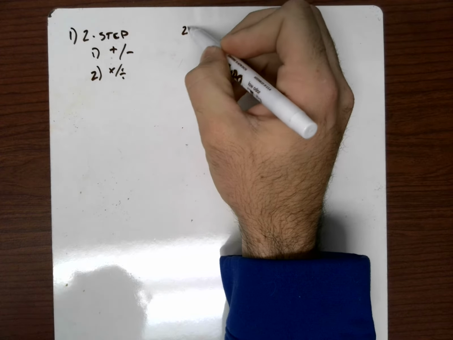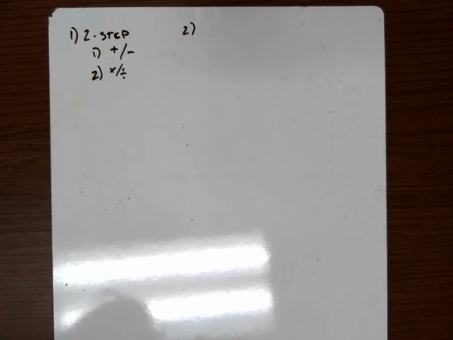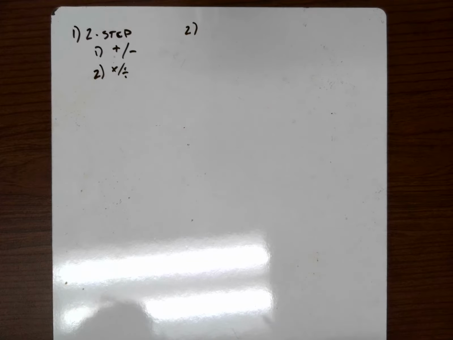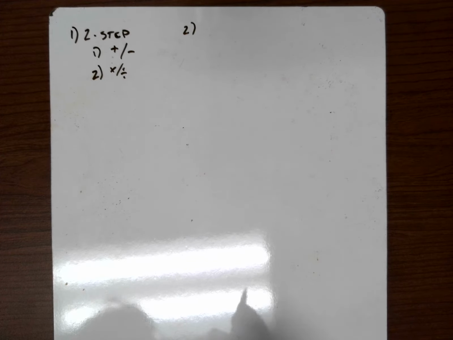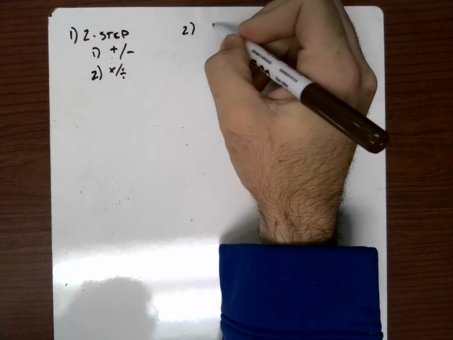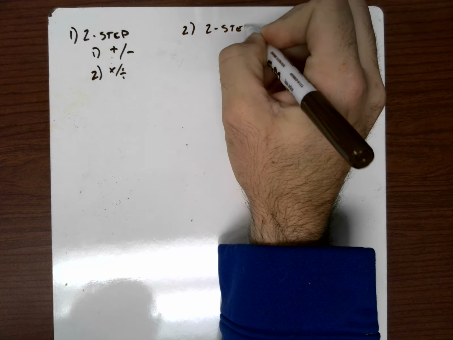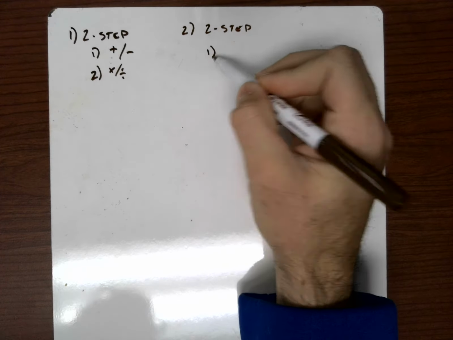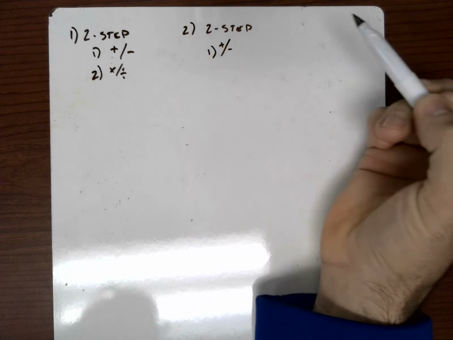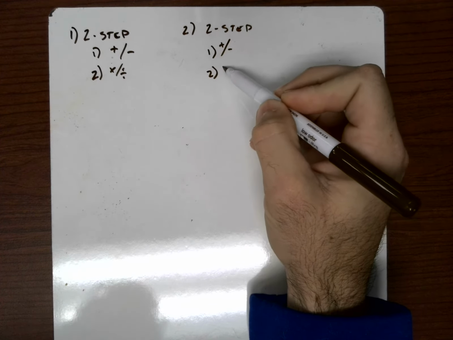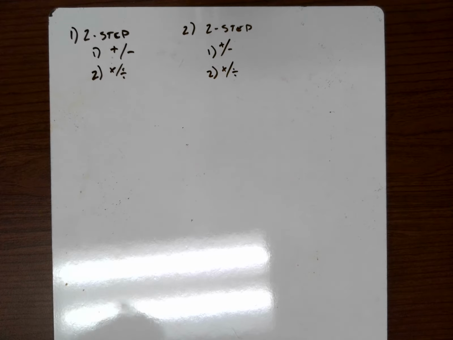Number two, choose the correct solution for the equation. Again, that's just a fancy way of saying, hey, solve this equation. Number two is also a two-step, and the first thing you do is your addition and subtraction. So we get rid of that first, and then your second step, your multiplication and division. So when it says to choose the correct solution, you're basically just solving. Don't let all that stuff get to you.